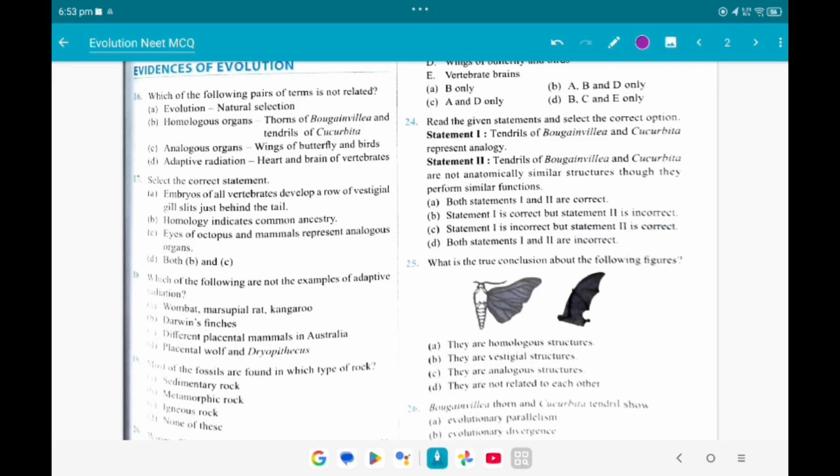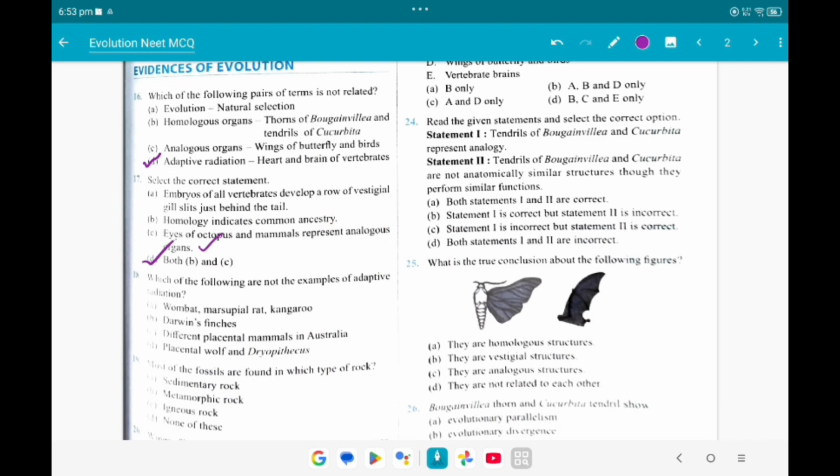Because of function, the superficial pattern is different. And option D is adaptive radiation, hardened brain of vertebrates. This is not correct. You must recall that adaptive radiation is when you start about Darwin finches. That is adaptive radiation. Okay, now question 17, select the correct statement. Embryos of all vertebrates develop a row of vestigial gill slits just behind the tail. No, it is the pharyngeal gill slits, and gill slit homology indicates common ancestry. This is correct. Eyes of octopus and mammals represent analogous organs. This is also correct. So our option is D.